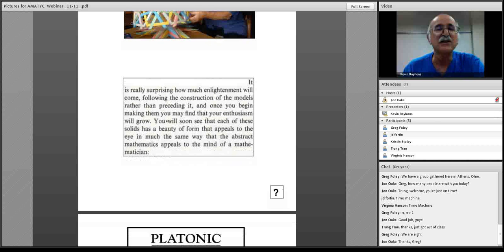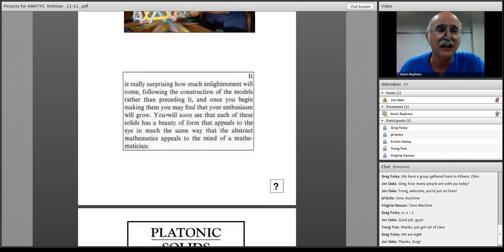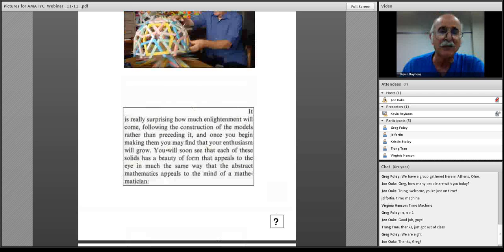And I'm going to read you this little quote from his book. It says, "It's really surprising how much enlightenment will come following the construction of the models rather than preceding it. And once you begin making them, you may find that your enthusiasm will grow. You will soon see that each of these solids has a beauty of form that appeals to the eye in much the same way that the abstract mathematics appeals to the mind of the mathematician. It's one thing just to see a picture of them. It's another thing to hold it in your hands, and you get in even more deeply if you actually build it and see the pieces coming together."